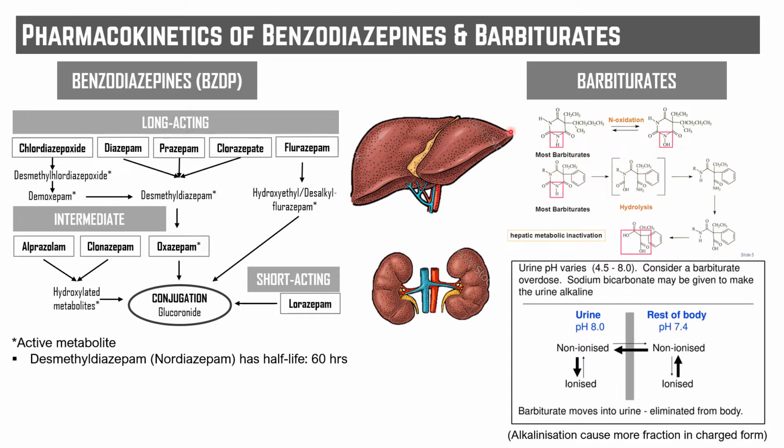All benzodiazepines and barbiturates are metabolized by the liver. Benzodiazepines vary greatly in duration of action and can be roughly divided into short, intermediate, and long-acting compounds. Diazepam, prazepam, clorazepate, and chlordiazepoxide are long-acting benzodiazepines. They are converted to active metabolites by hepatic oxidation by cytochrome 3A4 as well as cytochrome 2C9. The active metabolite desmethyldiazepam, also known as nordiazepam, has a half-life of about 60 hours.